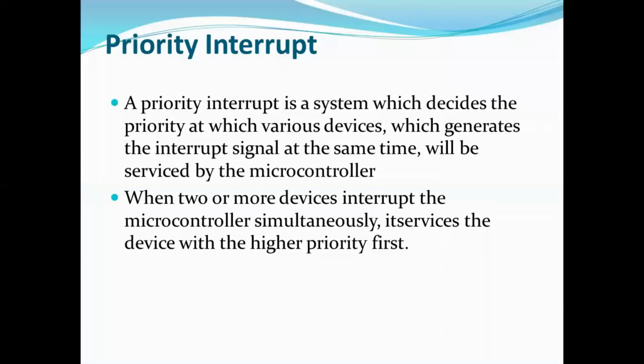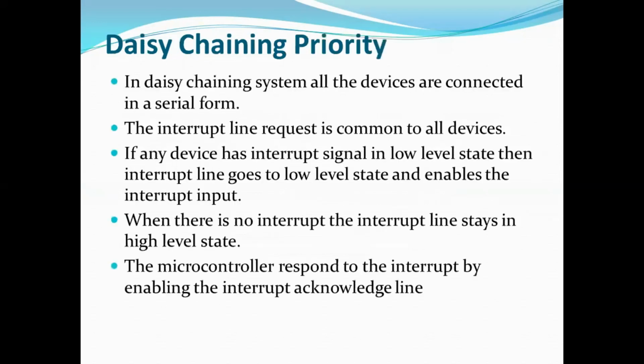Next, we will see the priority of interrupts, which means that whenever interrupts are raised, each has a certain priority. Priority interrupt is a system which decides the priority at which various devices that generate interrupt signals at the same time will be serviced. When two or more devices interrupt the computer or microcontroller simultaneously, the microcontroller serves the device with the higher priority. First, daisy chaining priority is one of the ways.